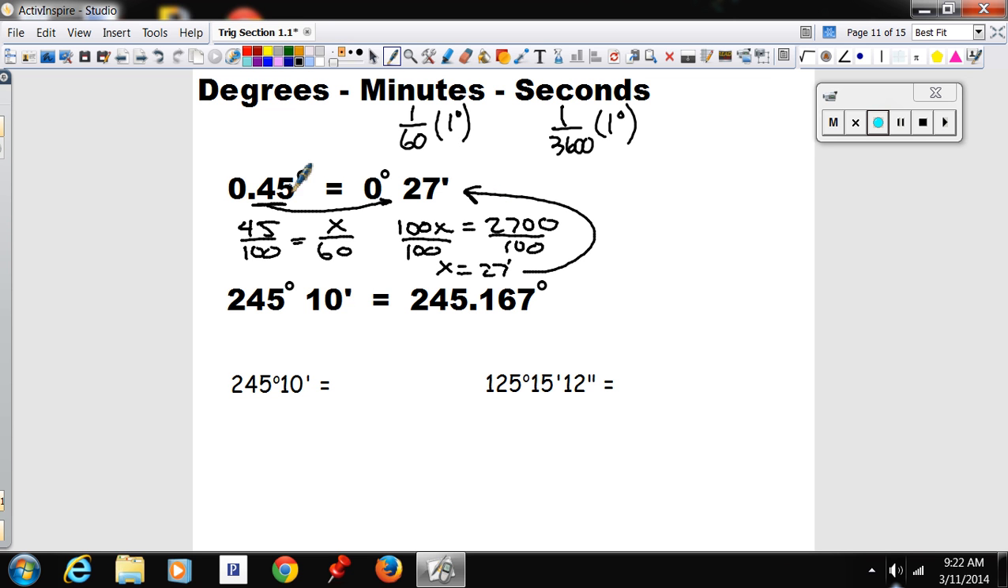You took the decimal and figured out what it would be out of 60. So that is the first one. Now, let's go the other direction. How did I get from this answer to this answer? How did I get from 245 degrees and 10 minutes to 245.167 degrees? I see where the 245 is, but where did this 10 become a 0.167? How do I do that? How do I convert the 10 into a 0.167?